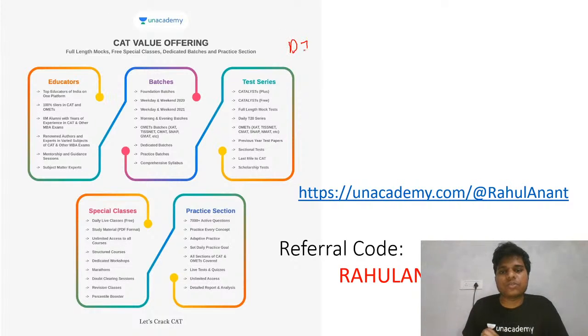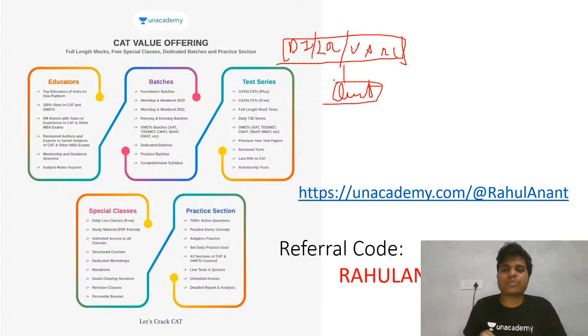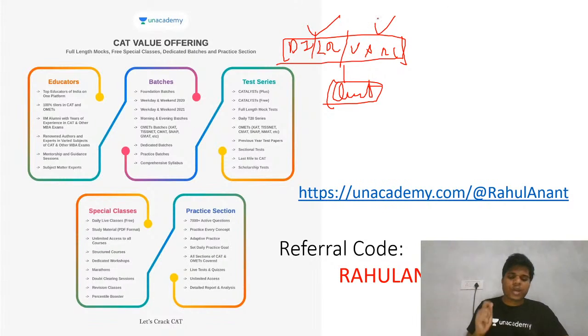DILR part is your effort. DILR and VRC is your effort. Quant is also your effort, but there are many things that you can learn: fast approaches, techniques, and concepts that you can learn and improve your speed. But believe me, for DILR and VRC, you have to do it yourself.